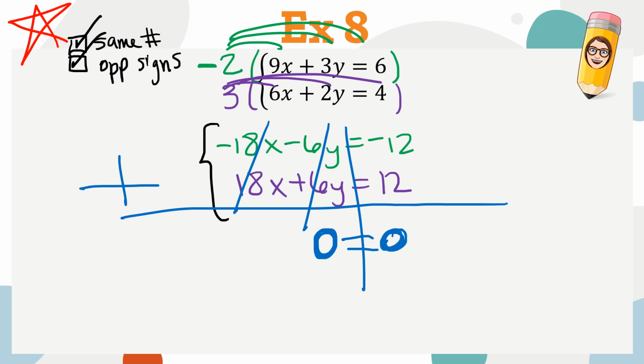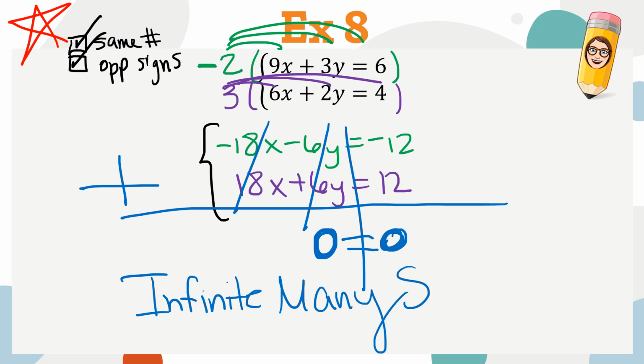I need to see 0 equals 0. Does 0 equal 0? Yes. That means that there are infinite amount of points that would work in this system. So we have infinitely many solutions.